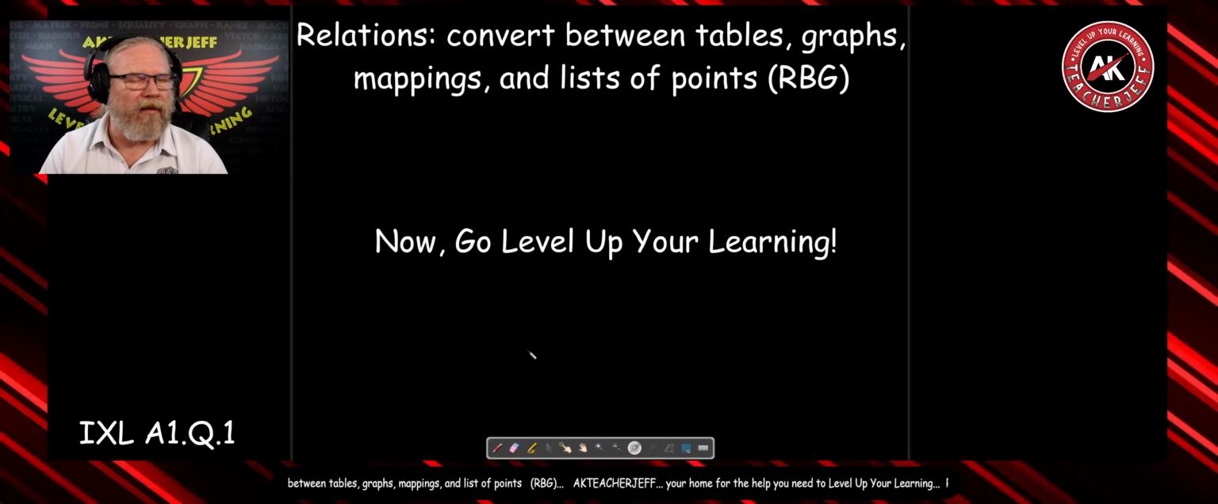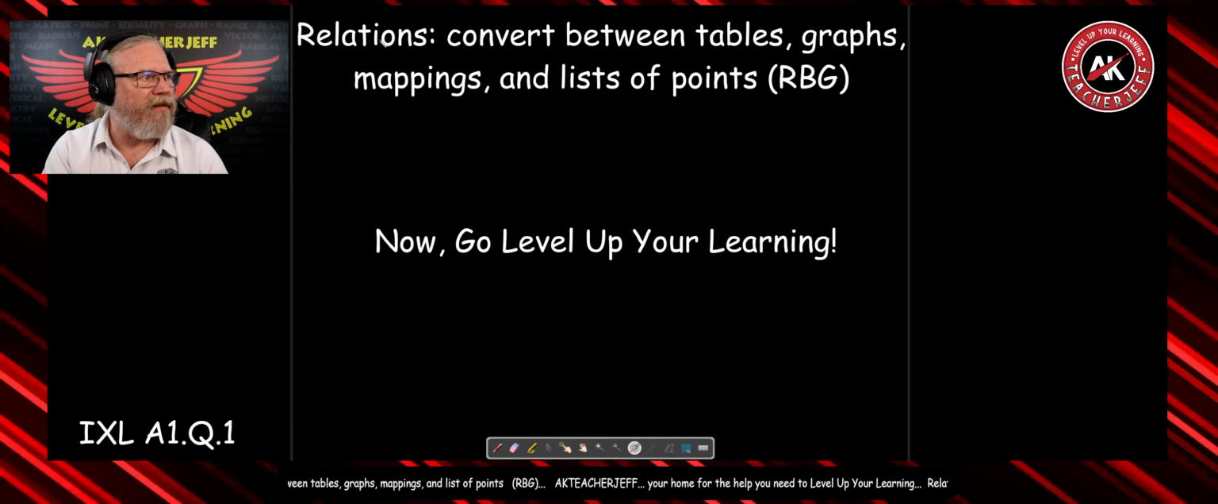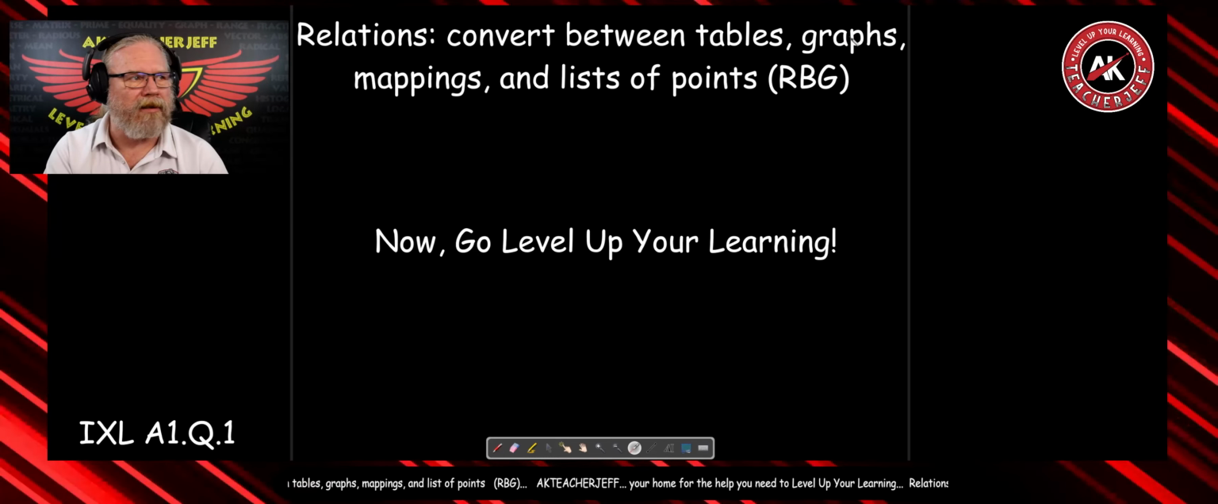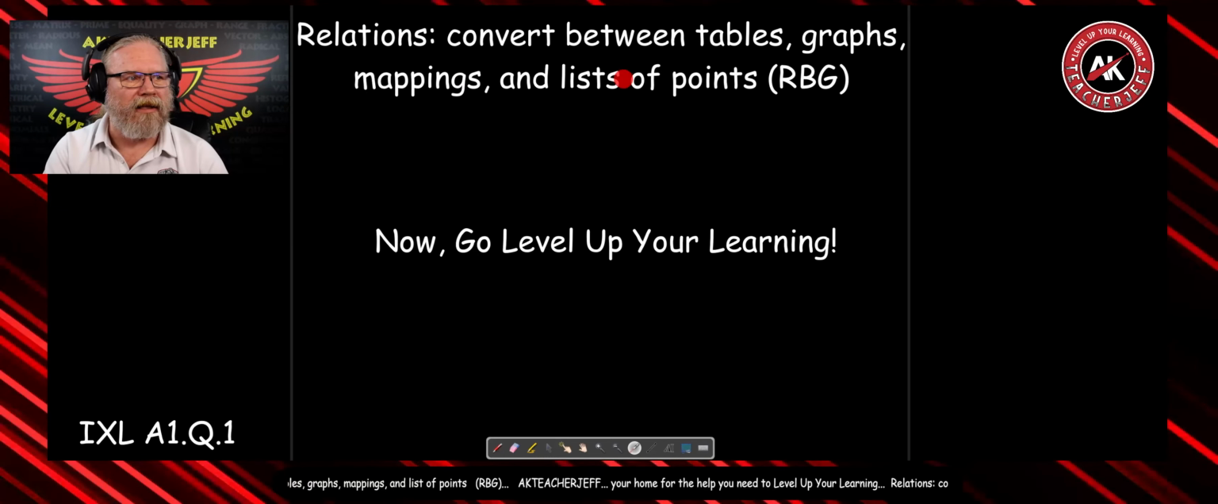So those are all of my examples for the activity relations, convert between tables, graphs, mappings, and list of points.